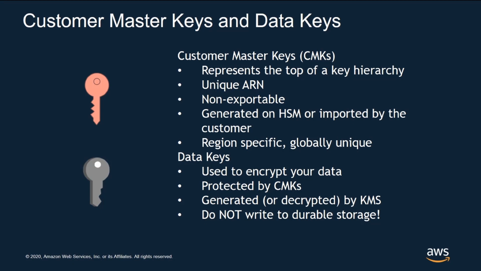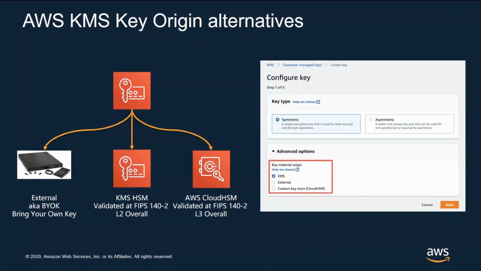So KMS has 3 key origin alternatives that help meet Amazon EKS customers' key management requirements for secrets encryption. You may use the external or bring your own key option if your organization wants to control how your key was generated from certain entropy sources, and keep your own backup copy of your key material and upload keys only when you need them. The next option for key origin is AWS CloudHSM.